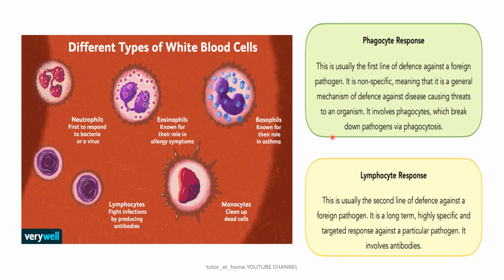So there are two types of responses against the pathogens within the body. One is the phagocytic response, and the second is the lymphocytic response. The phagocytic response always refers to a response where the pathogen is physically engulfed by the defense cell, ingested and digested. Whereas the lymphocytic response refers to the production of antibodies and chemicals which dissolve the pathogen outside the cell.